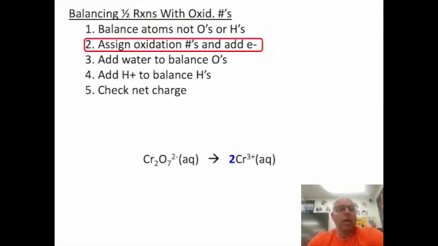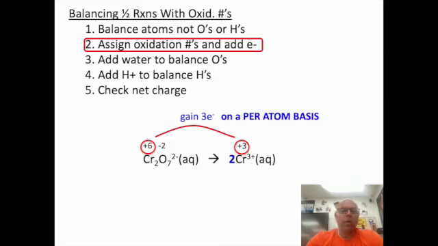Next one, I want to assign oxidation numbers and add the appropriate number of electrons. So the O is a -2, so Cr is a +6 because it has to equal -2, and that Cr is a +3. Cr3+ is +3. Okay, now let's take a look. My oxidation number is going from 6 to 3, so I've gained 3 electrons. If my number goes down, I gain electrons.